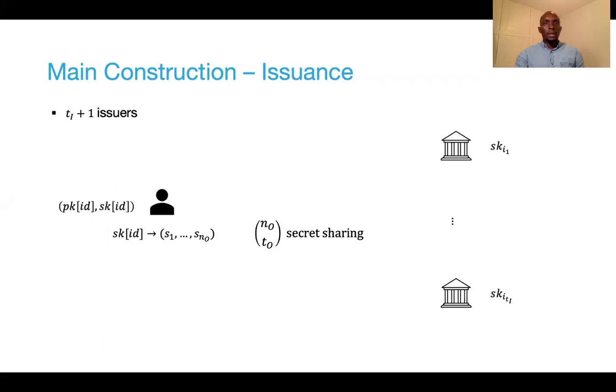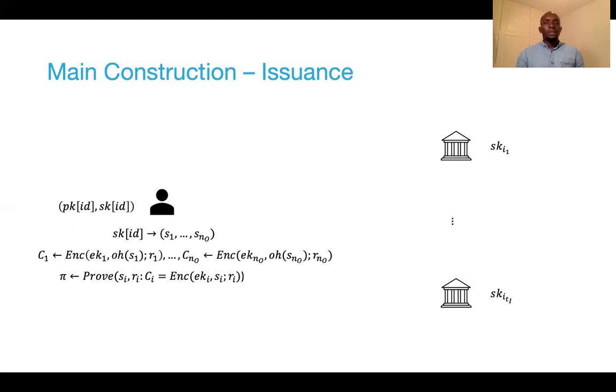During issuance with TI issuers, the user first computes shares of her secret key with a TO out of NO secret sharing scheme. From these shares, she computes opening handles that she encrypts with the opener public keys, and then she proves that she correctly did so.